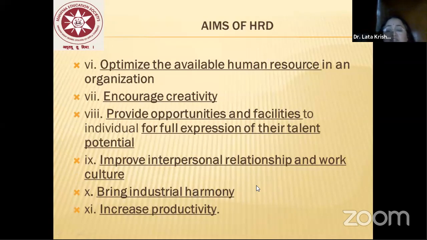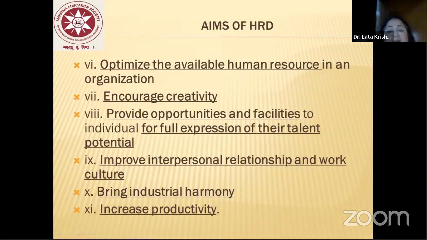Improve interpersonal relationship and work culture. People do not work in isolation in a company. They work as groups, in teams, in departments. And communication is the key to success. So good communication, good networking, good leadership, good teamwork is very, very important. Every employee has to belong and feel happy to work in a particular team. And this interpersonal relationship and work culture has to be created through human resource development.